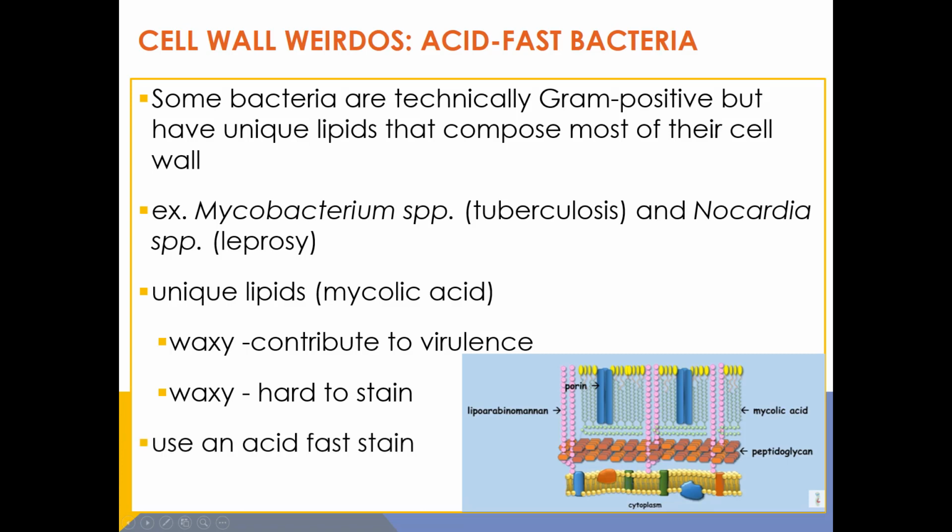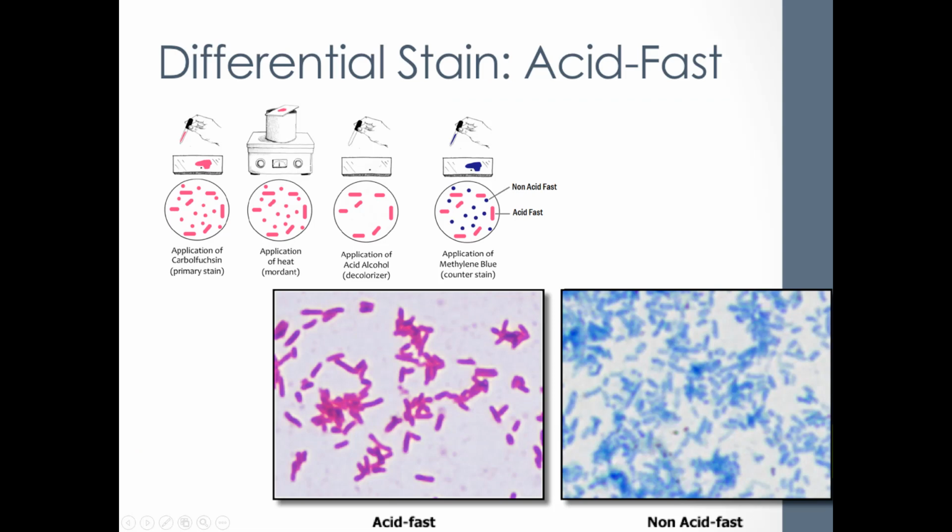So instead we use what's called an acid-fast stain. An acid-fast stain is another differential stain, but in this case we apply the primary stain, carbol fuchsin. At the same time, we use heat as our mordant. So no longer iodine and crystal violet. Instead, we use carbol fuchsin and heat.